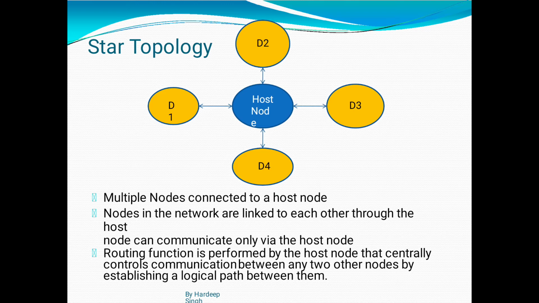So star, from the name itself we can derive that here we are having a host node using which all other nodes, D1, D2, D3 and D4, are denoted as nodes. And the host node is nothing but the central node using which all other nodes can communicate with each other. This is known as star topology.